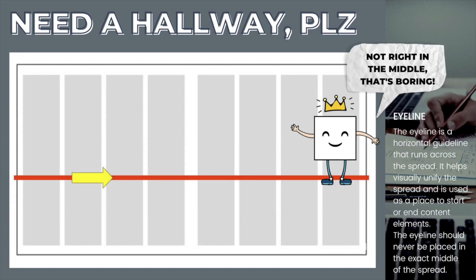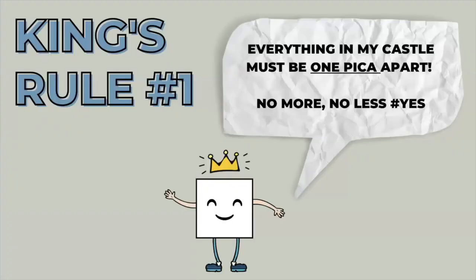And the eye line should never be placed in the middle of the exact spread, again, because that's boring. So you want it to be in that middle third section. You don't want it to be way up at the top, because then you can't put anything above it. Everything's going to be super tiny. You don't want it to be right at the bottom, because then again, there's no room for anything below it. Everything will be super tiny. You want it kind of in that middle third. So as you can see here, he placed his hallway or his eye line a little bit below the middle line. And so he's super happy with that.